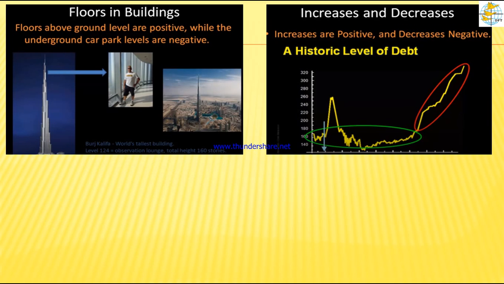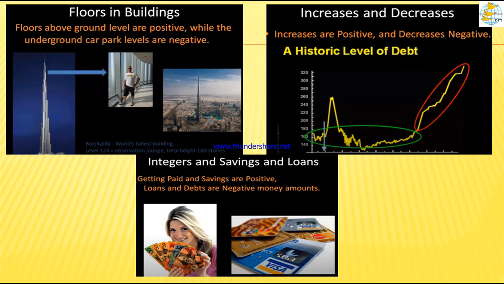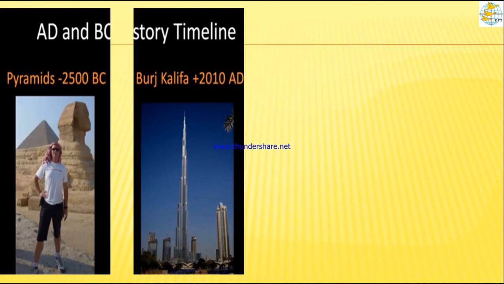Increase we represent with positive, decrease with negative. This one we discussed now, that is savings, paid amounts, with positive. Debts, loans, bank loan, borrowing amount, the debts we represent with negative.